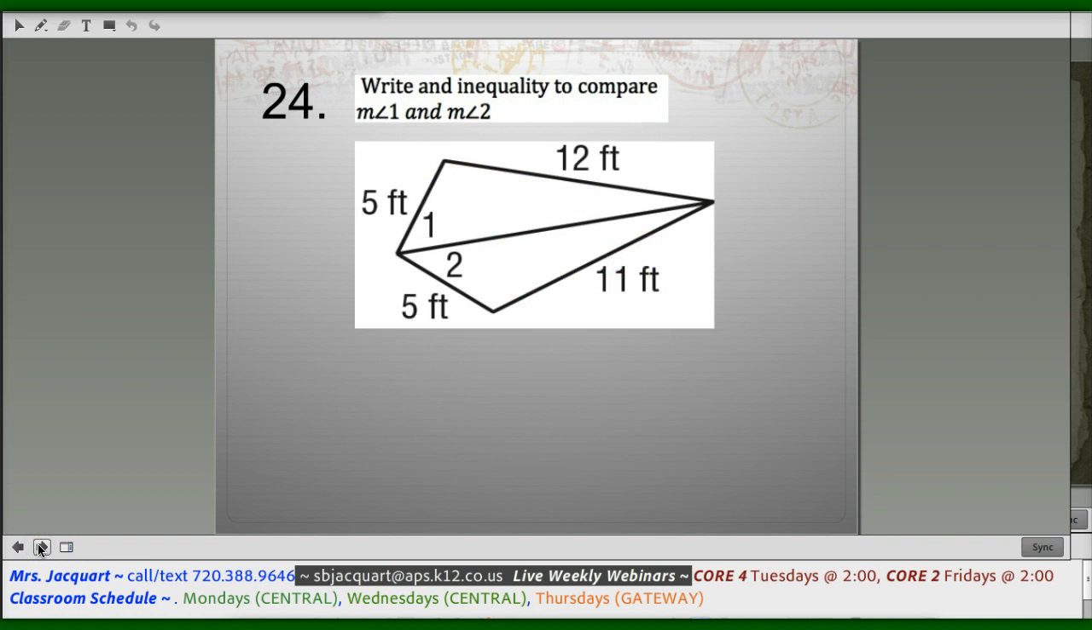Nope, write an inequality, compare angle 1 to angle 2. So here's angle 2, here's angle 1. Angle 2 is coming from 11, angle 1 is coming from 12. So angle 1 must be bigger than angle 2. That's your hinge theorem, dude.